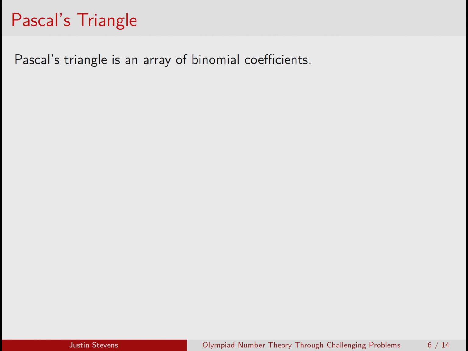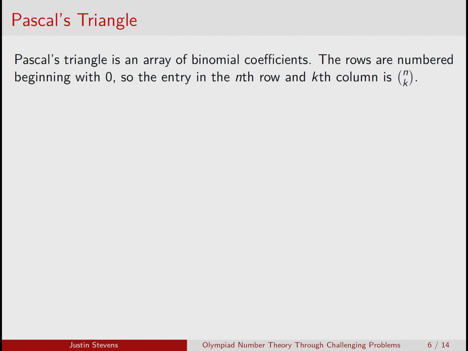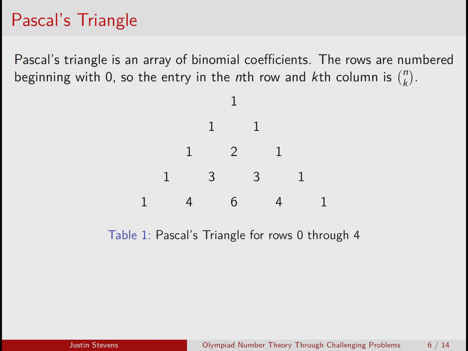And then Pascal's triangle is an array of binomial coefficients. So the rows are numbered beginning with 0, so the entry in the nth row and kth column is n choose k. And we can see the first 5 rows of Pascal's triangle here. We start with row 0, and that's 0 choose 0. Then we have 1 choose 0 and 1 choose 1. And then we have 2 choose 0, 2 choose 1, 2 choose 2, and so forth. And we get this nice looking triangle.